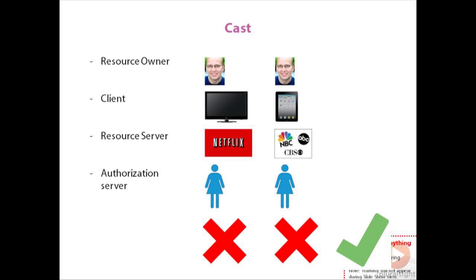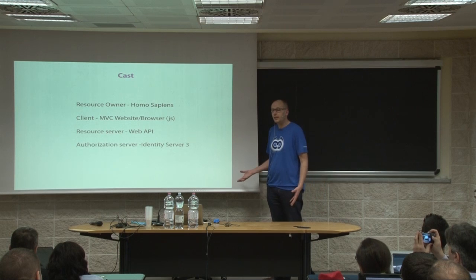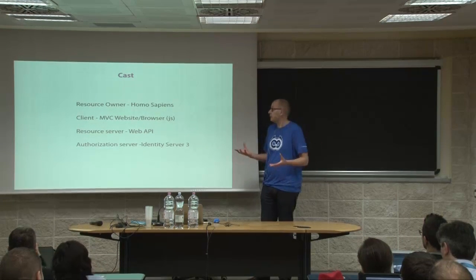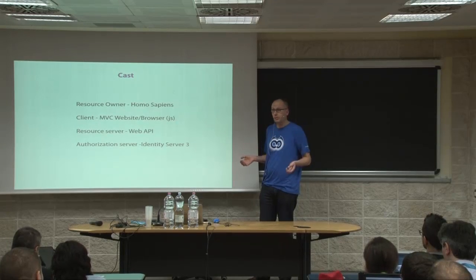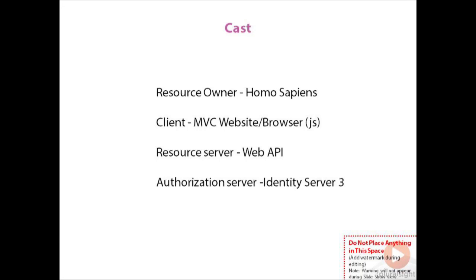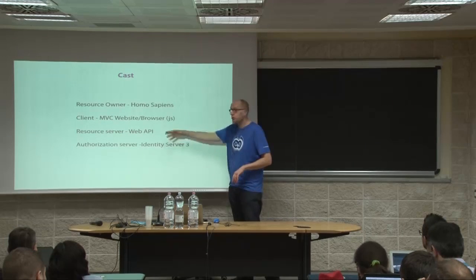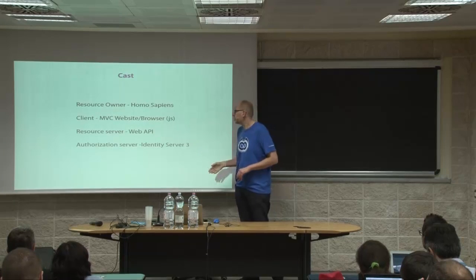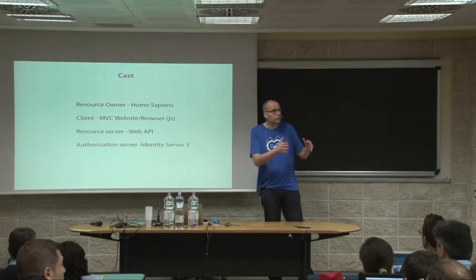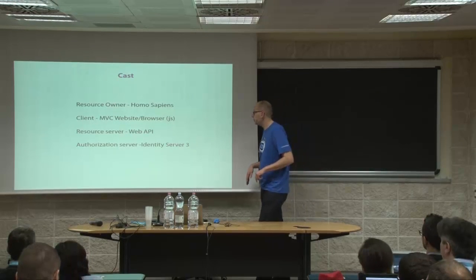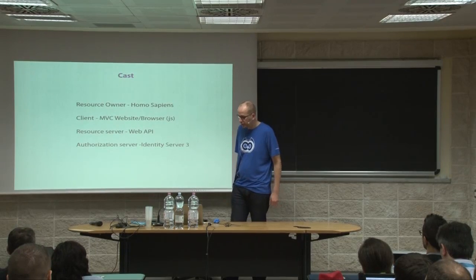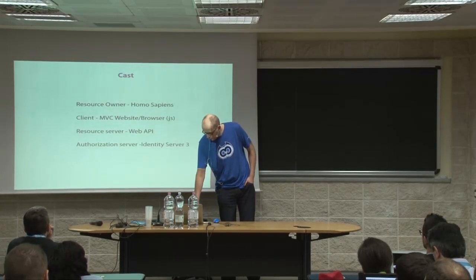So the cast is, the resource owner is a human, the client is some application that is ASP.NET or whatever. We talked about it earlier. It can be everything. It can be a Windows application, OS X application, doesn't matter. And it talks to a backend called Web API, and that's the resource server. And the authorization server is a different product running on a different server. And for the demos, maybe I show you Identity Server 3, which is a .NET implementation of OAuth2.